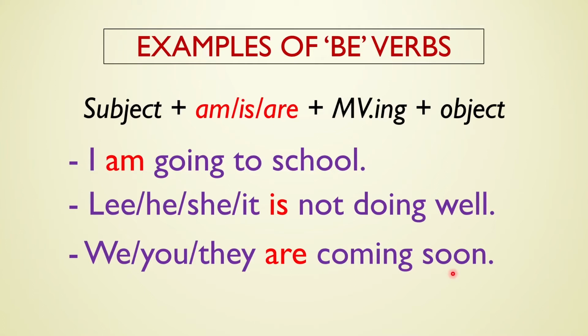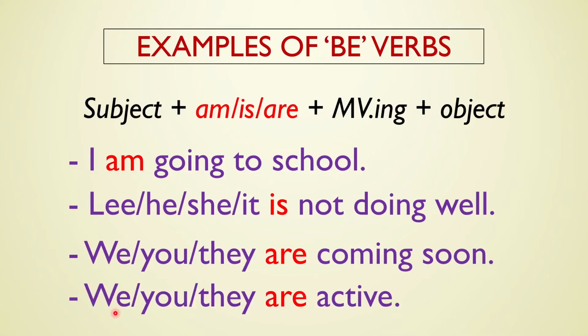Now let me show you a different structure. We, you, they are active. In this sentence, there is no main verb given. I told earlier that if you find that the main verb is absent from the sentence, then the auxiliary verb works as the main verb. So, we are active, you are active, or they are active. So here, are is working as the main verb, not the auxiliary verb.